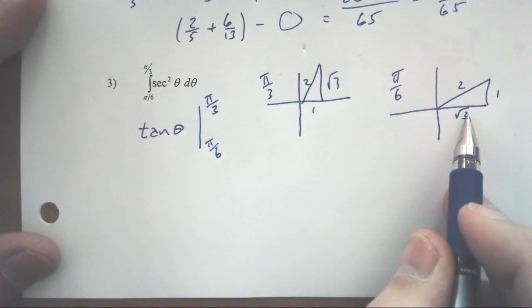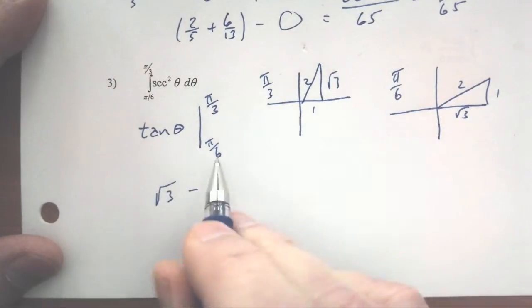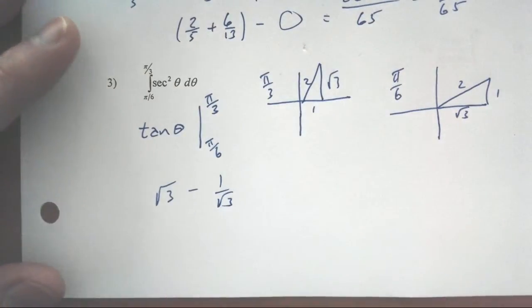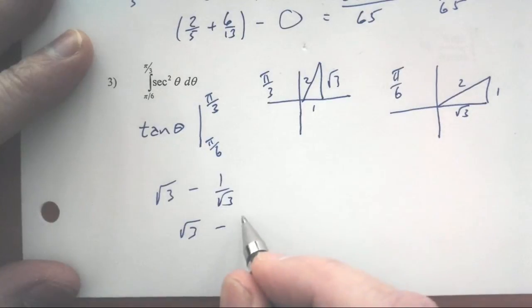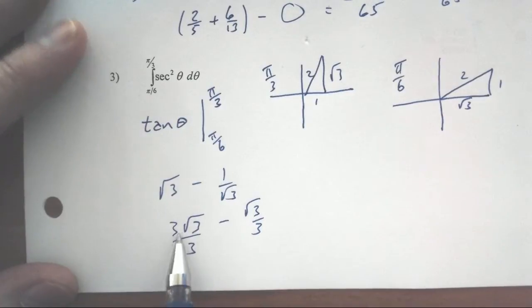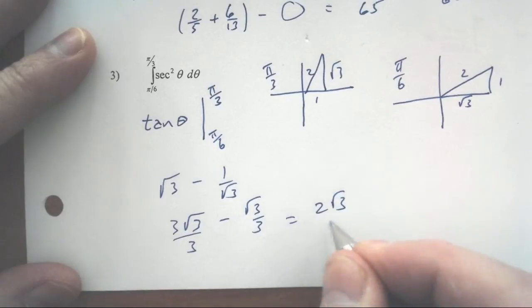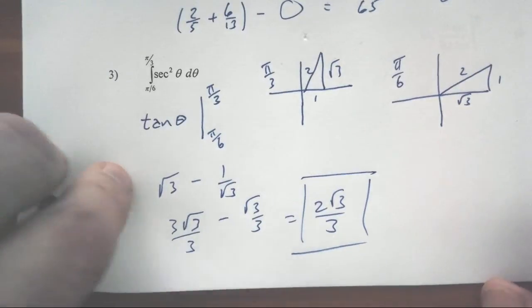So pi on 3 would be root 3 to 1. Pi on 6 minus would be 1 on root 3. How do we want to do this? Let's rationalize. Root 3 minus root 3 on 3, common denominators. 3 root 3's minus a root 3 is 2 root 3's on 3. And that is it. So that's first page. Should be able to get through that. If it's similar, which we all know it will be, should be able to get through that pretty quickly.